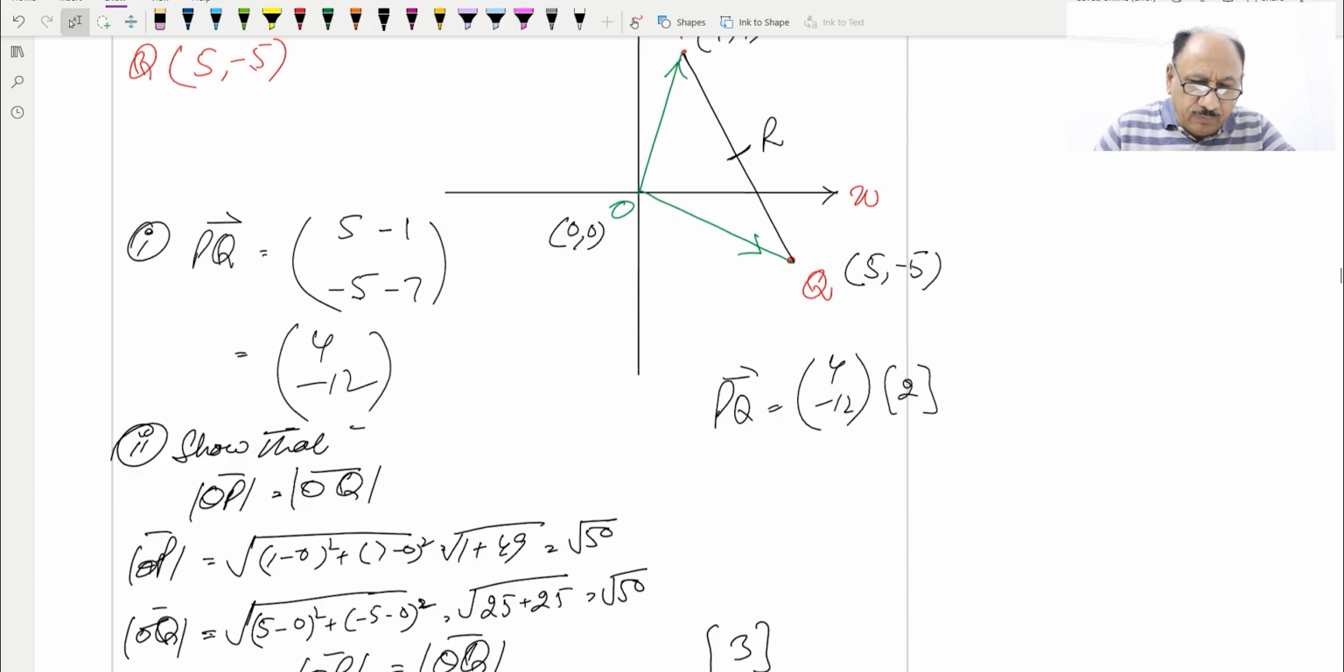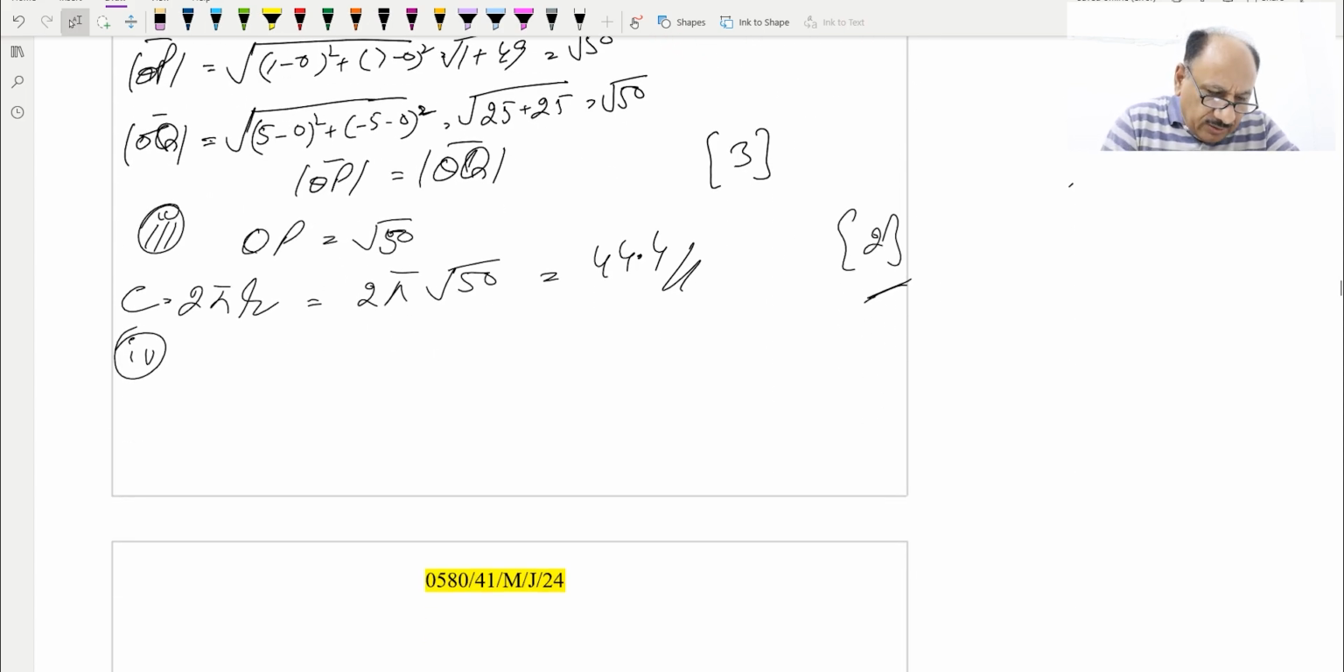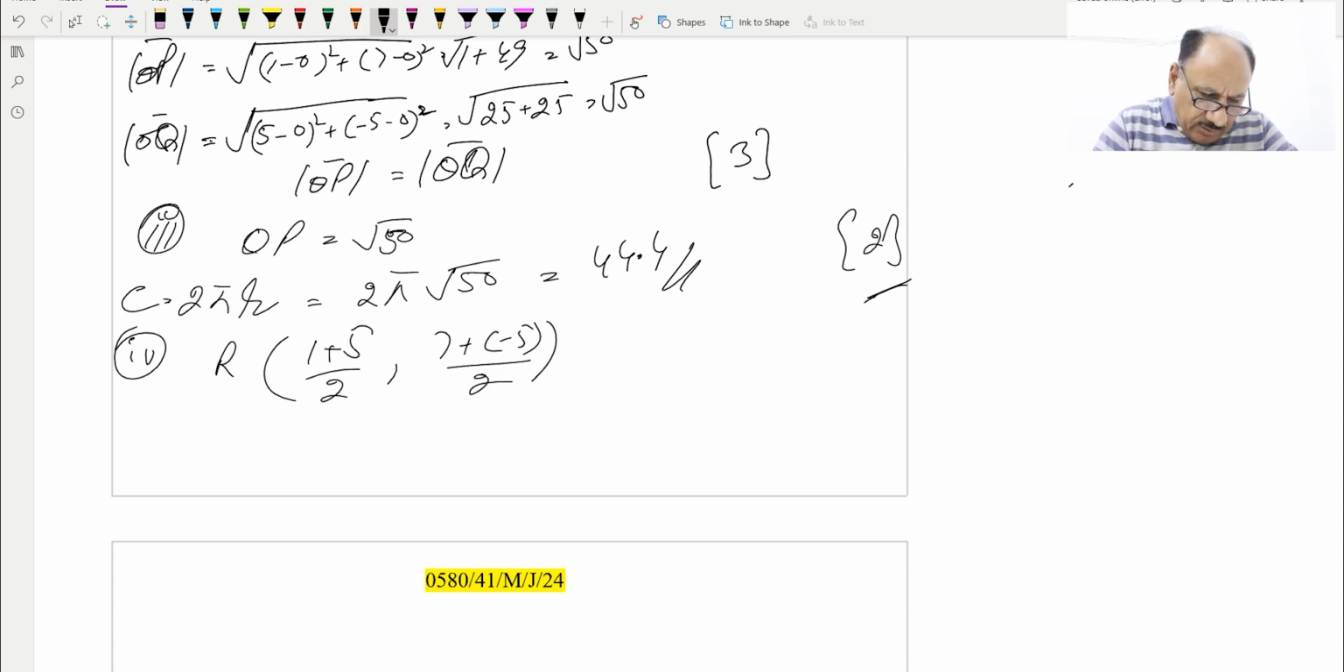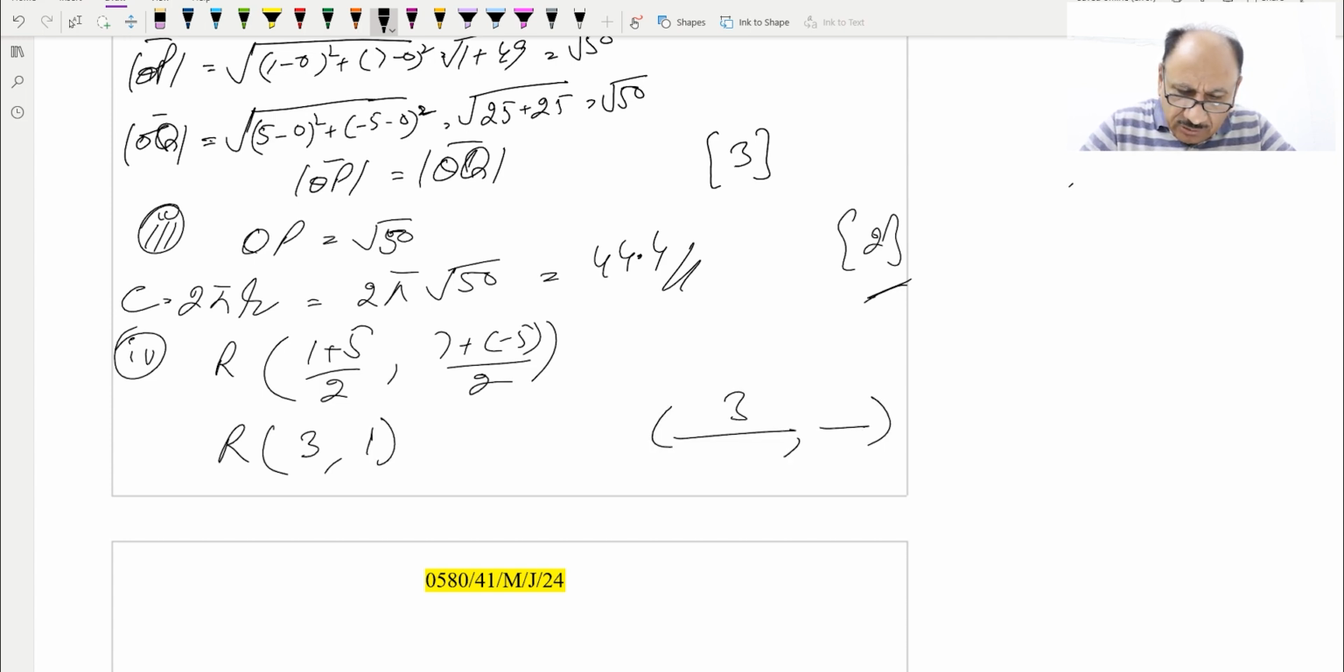So R will be the midpoint of P and Q. So we can write the midpoint. R coordinates will be 1 plus 5 by 2, this is how we are finding the midpoint, and 7 plus minus 5 by 2. So R coordinates will be 6 by 2, which is 3, and 2 by 2, which is 1, so 3 and 1. So the answer at the proper location is 3 and 1, and this is the 2 marks part which we have done. Hopefully you understood this part.